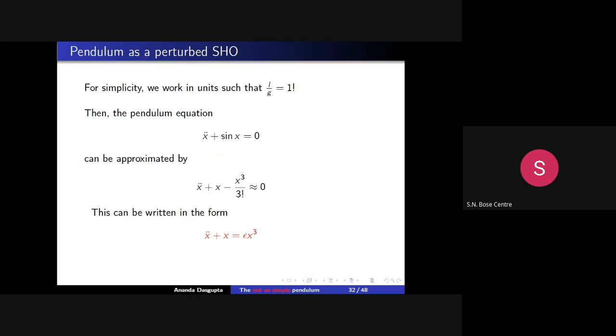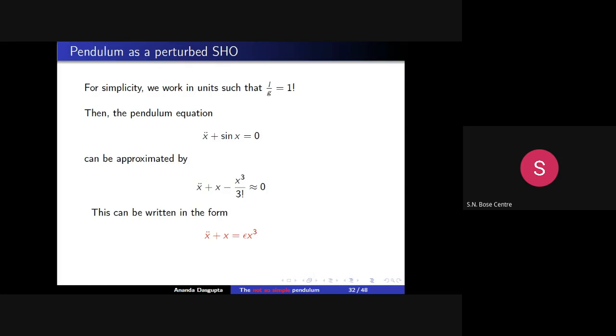Now this can be written down in the perturbative form like this. You can write x double dot plus x, which is something we know and love and can solve pretty easily, equals epsilon times x cubed. This term I've just moved to the other side. And epsilon here is of course 1 over 6. I'm going to leave this as it is because I'm going to use it as my perturbation parameter.